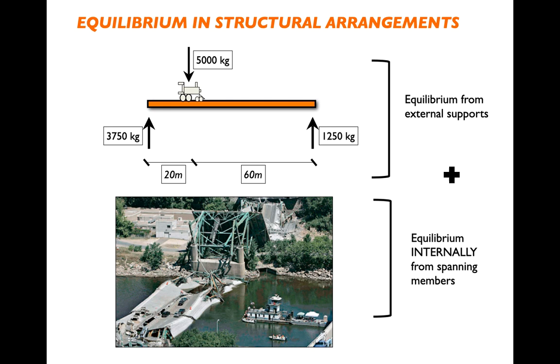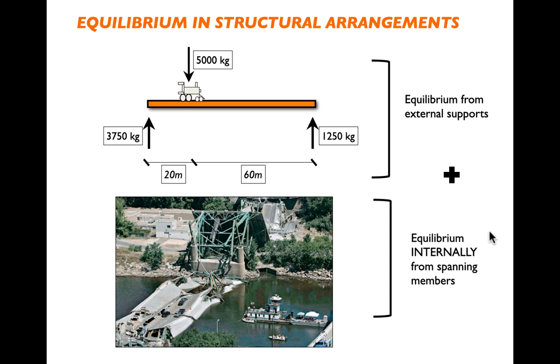Later on, we'll talk about internal equilibrium. What has to happen within the fabric of a beam to make sure that every piece of it stays stable, and that we don't have, as you see in the bottom slide here, a failure where the beam is actually breaking or sagging? Those are all internal equilibrium issues that we will get to.